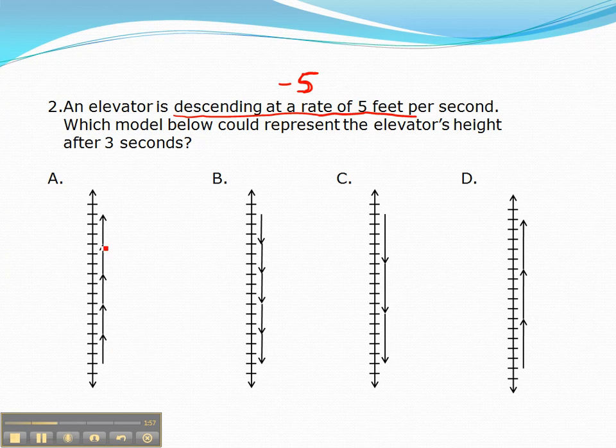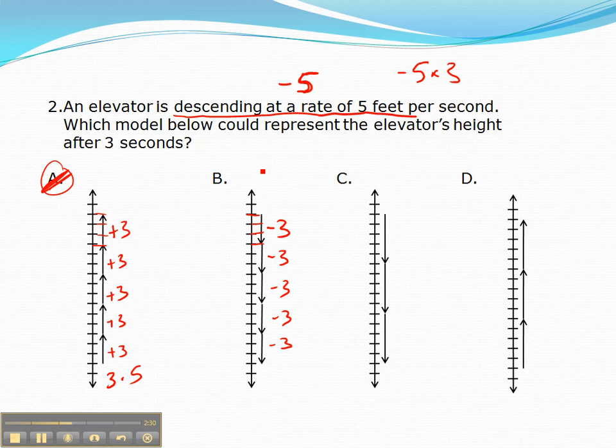This model, Model A, all of the arrows are going up. So from here to here, 1, 2, 3 spaces, so that's +3. Each of these arrows represents +3. And there are 5 of them, so this is really representing 3 times 5. That's not right. We're looking for -5 times 3. Okay, so here we have, these arrows are negative, that's good. They're -3. Each one is -3, and there's 5 of them. So that's -3 times 5. That's not what we're looking for.